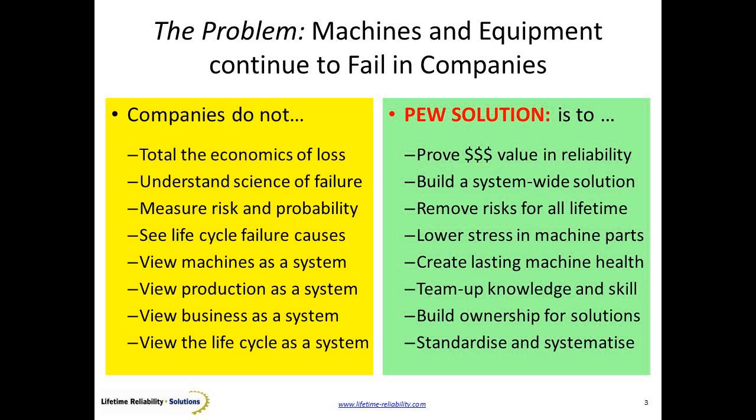We want to remove risks to parts across the lifetime of that machine. So if that bearing in that machine is going to be there for 50 years, then we want to make sure that bearing does not fail for 50 years. Now, it might be changed out after so many years, but it will be a planned change. It won't be because it breaks down.